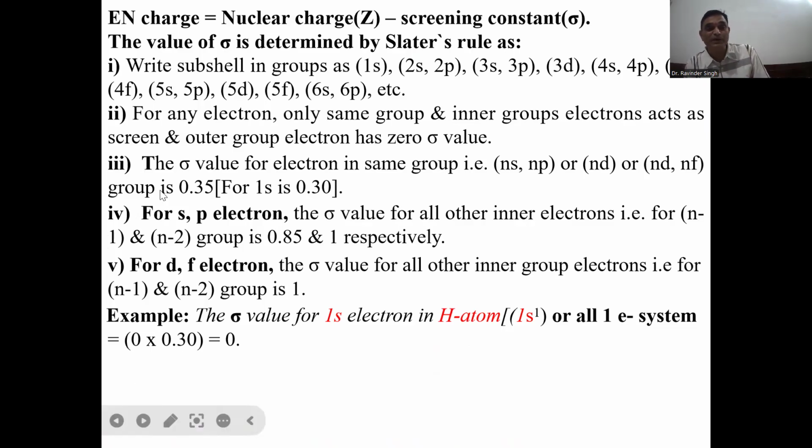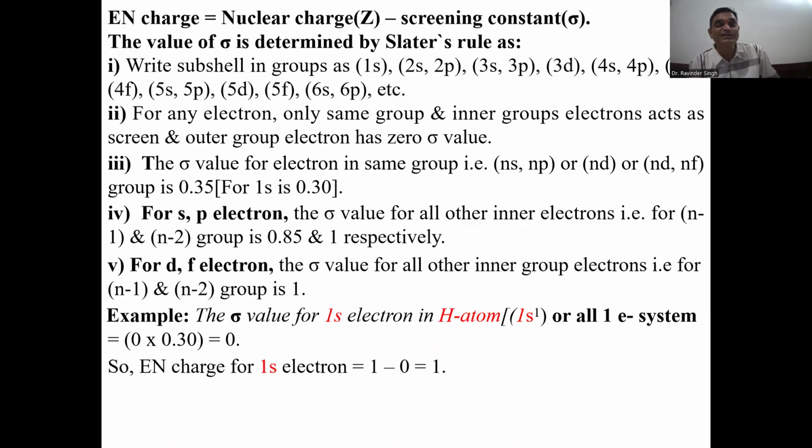That's the exception in point number 3. You can see here for the 1s, the screening constant value is 0.30. But that 0.30 is for another electron. In the case of the hydrogen atom, there is no other electron. So no other electron means 0 electrons. We have calculated the sigma value: 0 multiplied by 0.30 means 0.